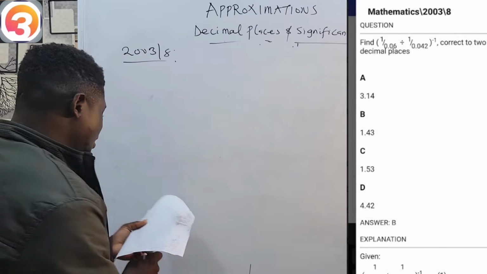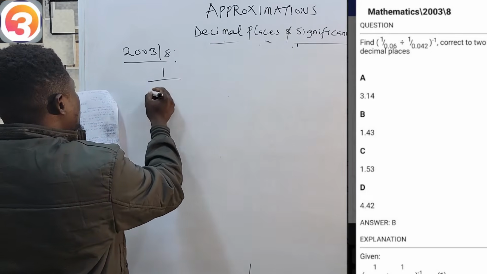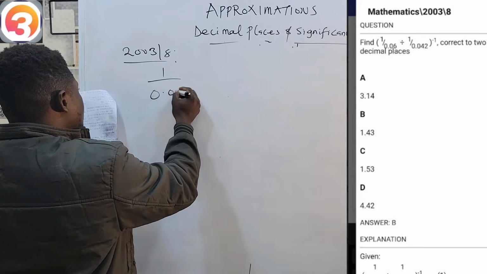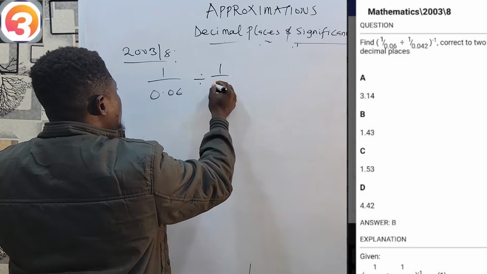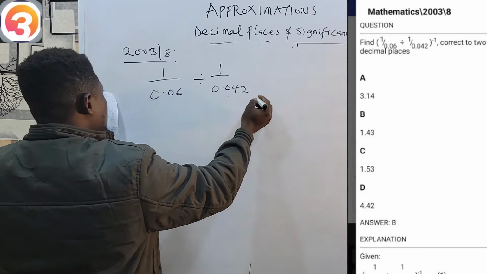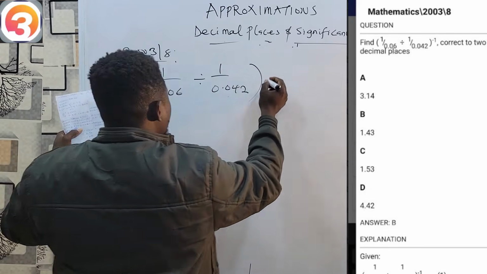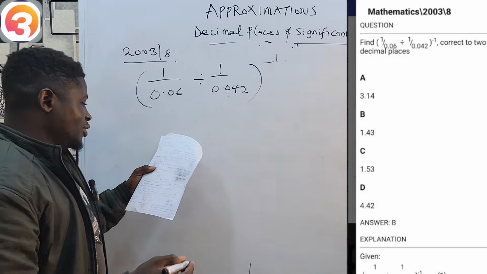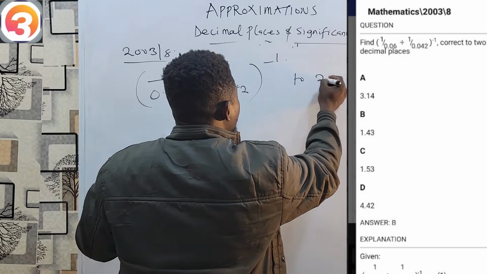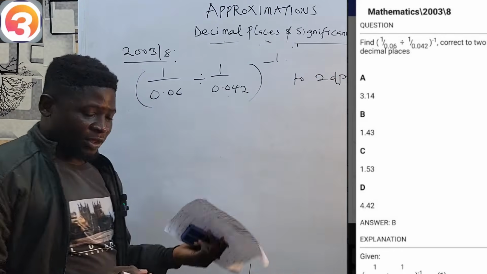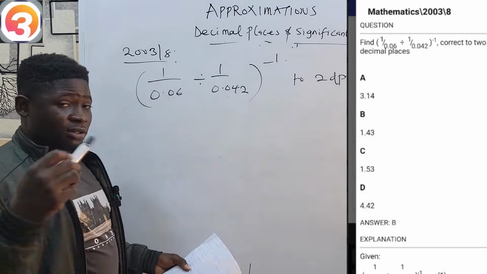They said find 1 over 0.06 divided by 1 over 0.042, close bracket, everything raised to power minus 1, to 2 decimal places. This is a very, very simple question also.